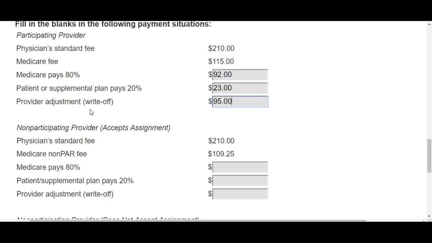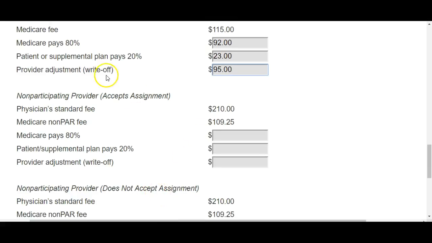That's part of being contracted with Medicare. The practice just absorbs the cost. Nobody pays for it. Medicare is not going to pay for it. The patient is not going to pay for it. It's just written off, okay? And that will apply here in this next problem also. So this, again, is a non-participating provider, but is somebody who accepts assignment.